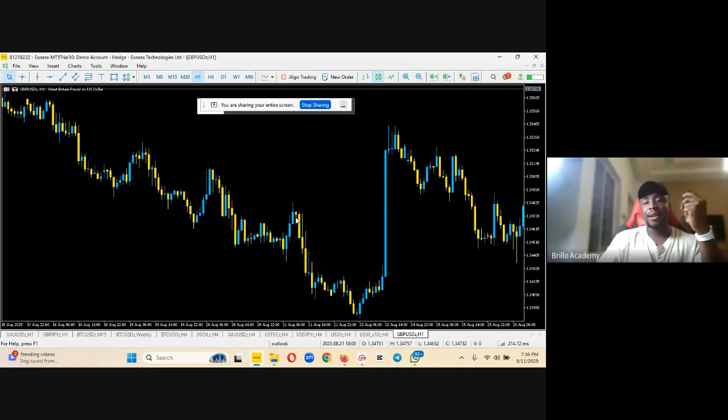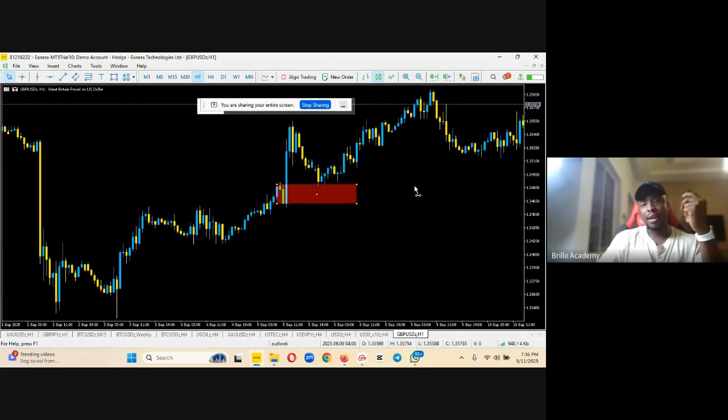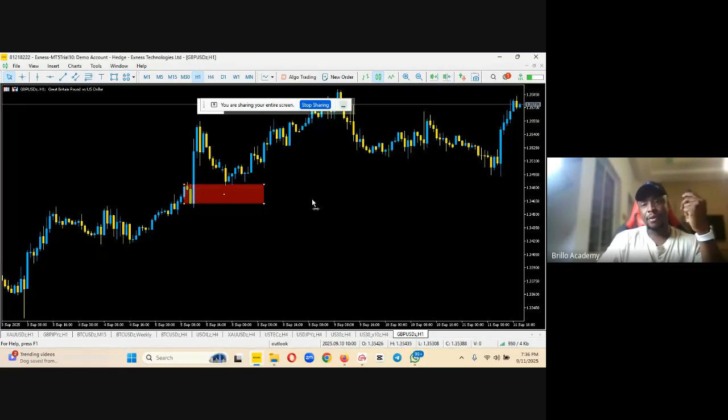Now look at a hanging man. This is actually a hanging man. And after that, the market came down. The market was going up and it formed a hanging man and the market came down. So we're still going. Let's see how we can identify them.